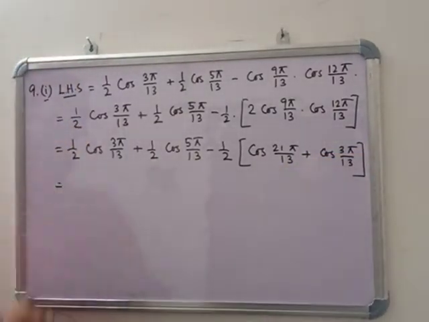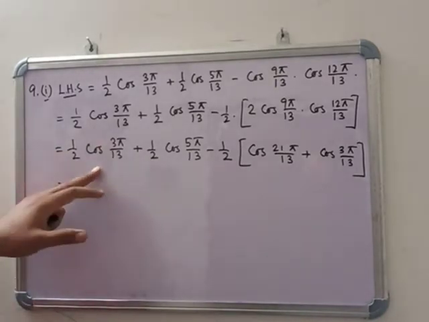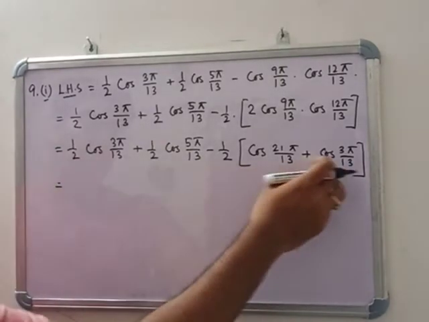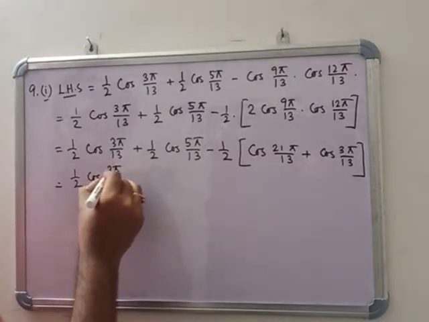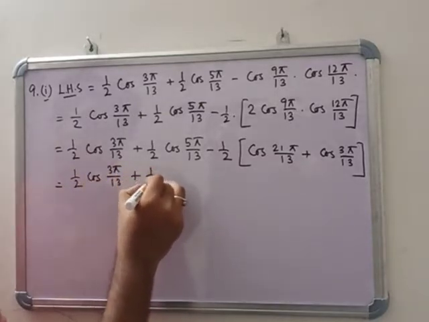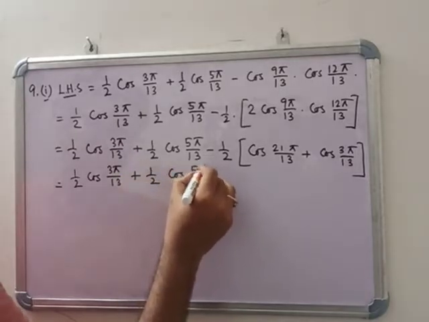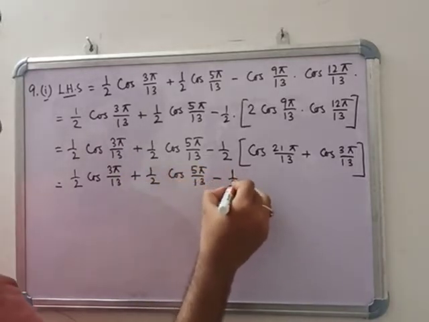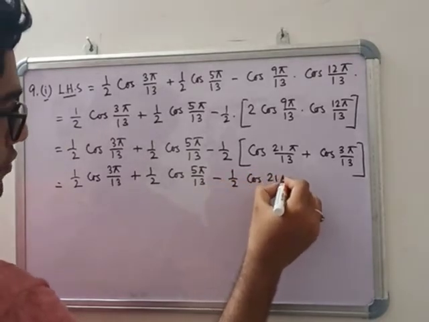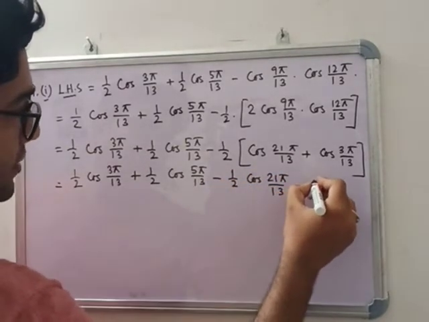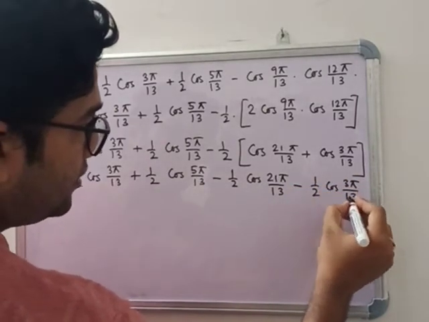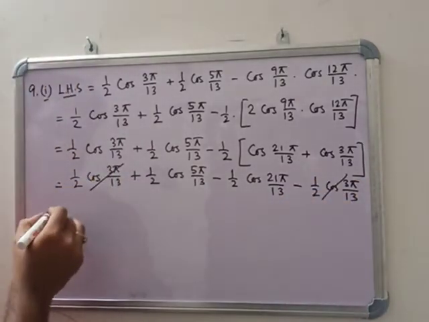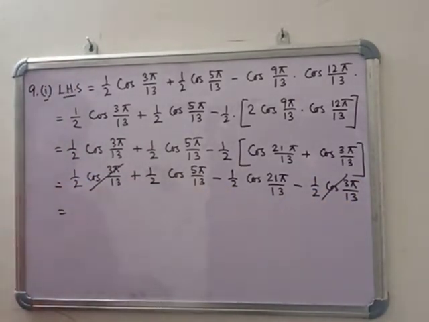Okay. So now if we open the bracket, then the first part 3 pi by 13 is there, and the last part is the same. So the two parts are cancelled. So 1 by 2 cos 3 pi by 13 plus 1 by 2 cos 5 pi by 13 minus 1 by 2 cos 21 pi by 13 minus 1 by 2 cos 3 pi by 13. So this part and this part are cancelled.